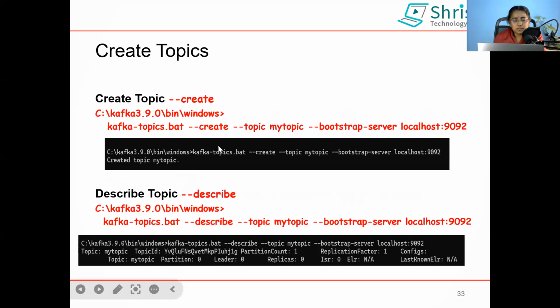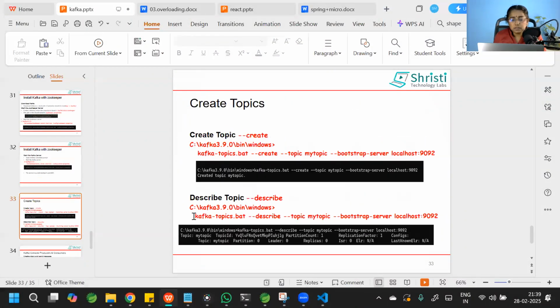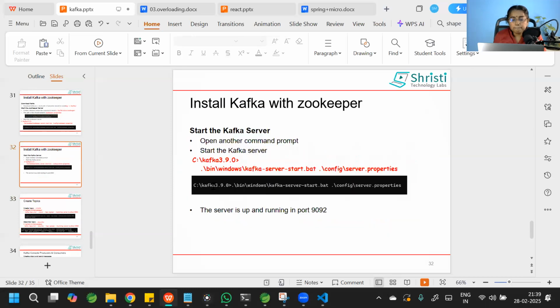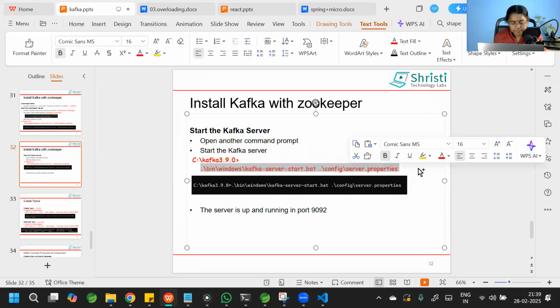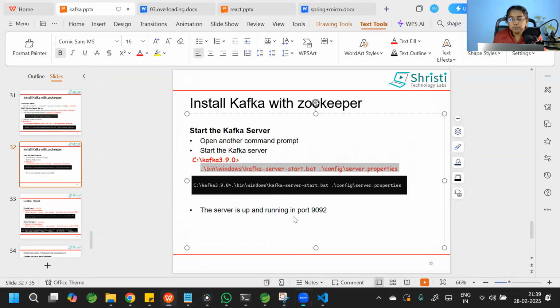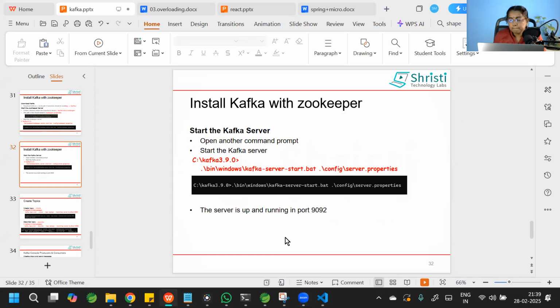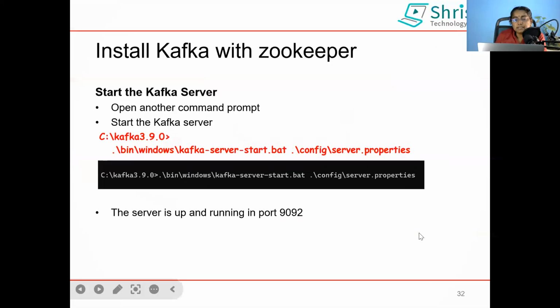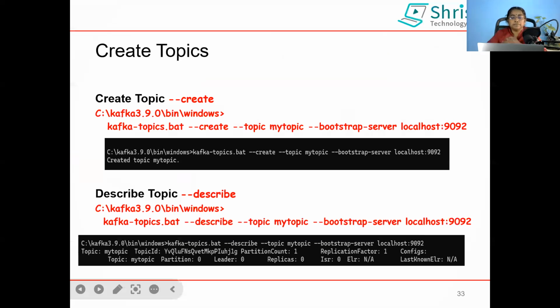I'll just copy this one and I will share it. Server.properties. Let me share it in the chat window. People who are doing it with Zookeeper, you try this out. So one window you are having Zookeeper running, one window you are having Kafka running. Next is we need to create topic.